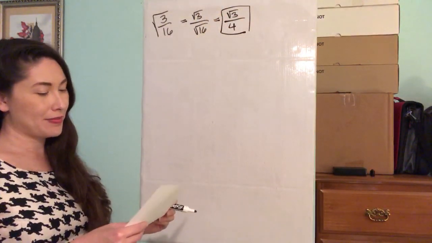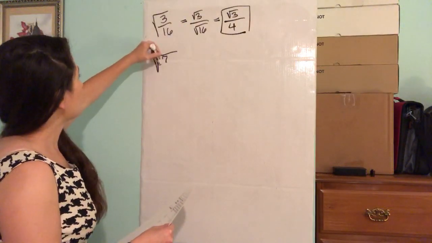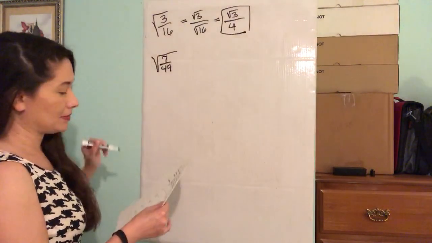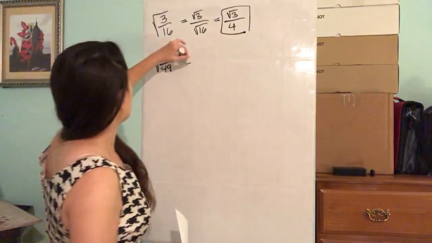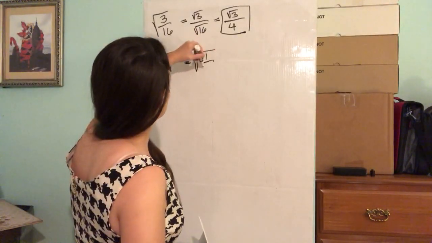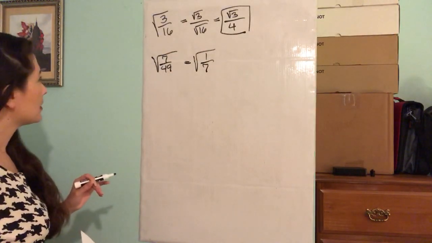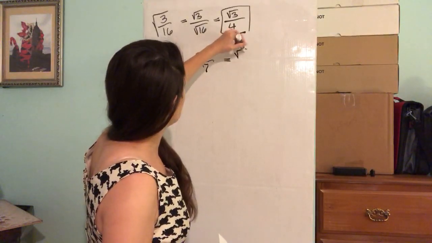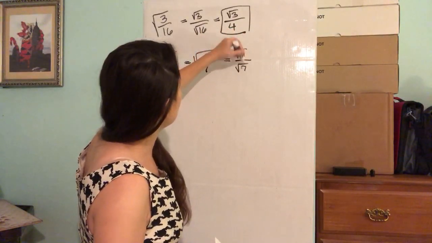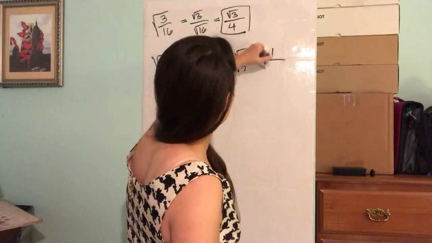Let's try another one. How about the square root of 7 over 49? Okay, what's 49 divided by 7? That's going to be 1 over 7, the square root of 1 over 7. So now this is the square root of 1 over the square root of 7. The square root of 1 is just 1, so we have 1 over the square root of 7.